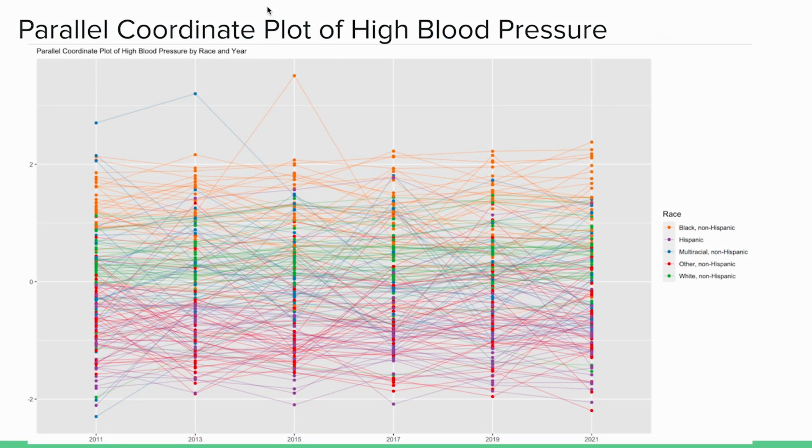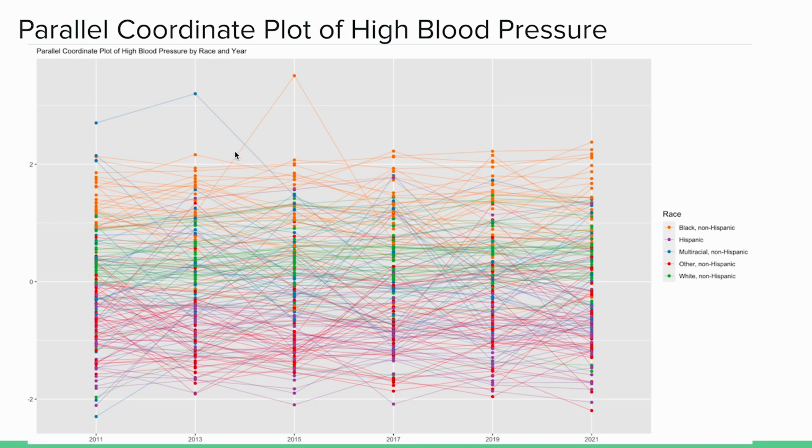Next, we have a parallel coordinate plot of high blood pressure. This question was posed as rates of high blood pressure among different races, and each point here through the different years represents one of the 50 states. We can see this across time from 2011 to 2021, every 2 years during that time frame. From the legend on the right, we can see that each race has a different color, so we can see pretty much definitively where that rate falls in comparison to other races.